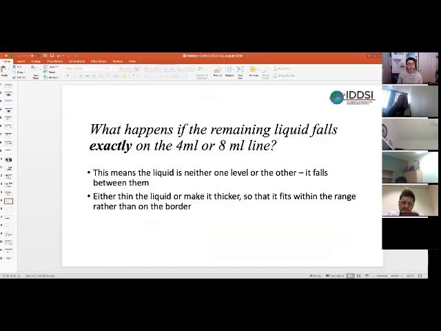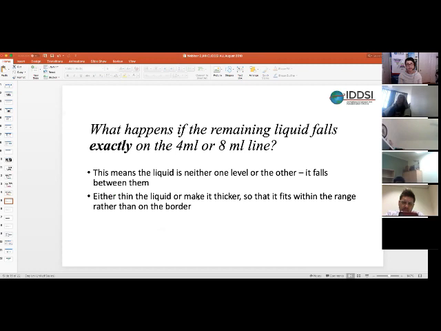So I've got some questions here that I've been asked a number of times, so I thought I'd share those with you, and then at the end of these, we can turn over to other questions. So one of the questions I'm often asked is, what happens if the remaining liquid falls exactly on the 4 millilitre line, for example, for the boundary between slightly thick and mildly thick, or the 8 millilitre line for the boundary between mildly thick and moderately thick?